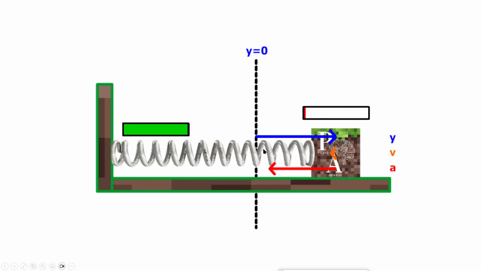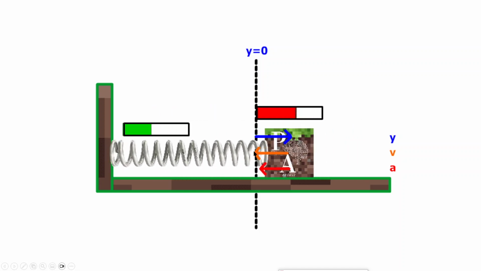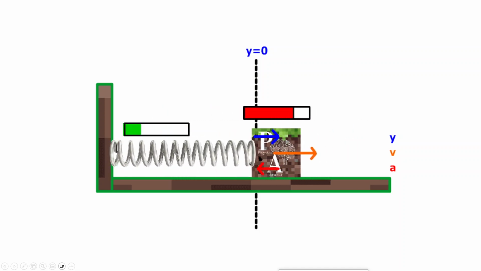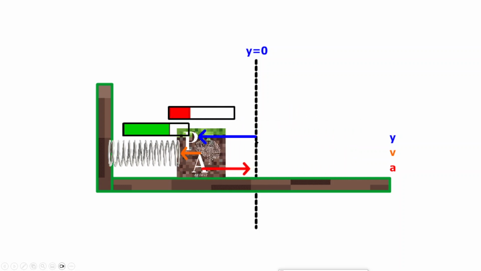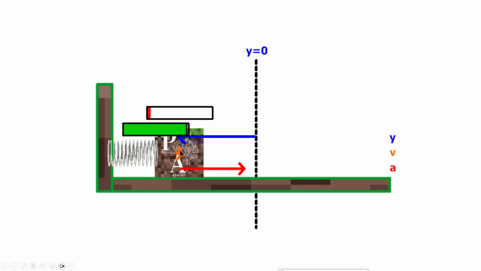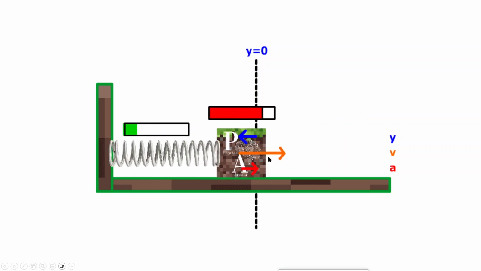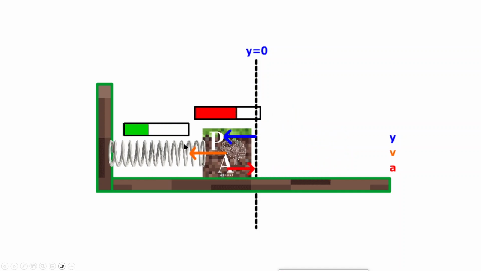Velocity maximum where? Velocity maximum, you see the orange line. The velocity is maximum at the equilibrium, but velocity is 0 at the amplitude. See that? You see that the arrow becomes 0 at the amplitude? Because velocity is 0 at the amplitude.